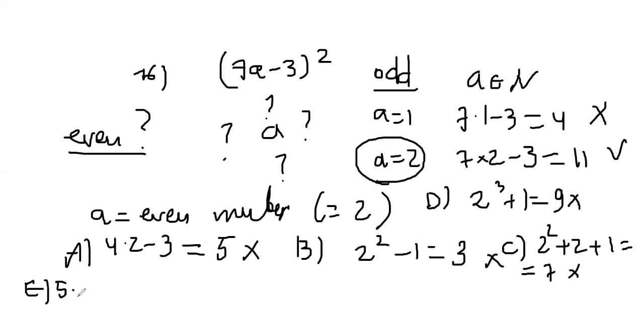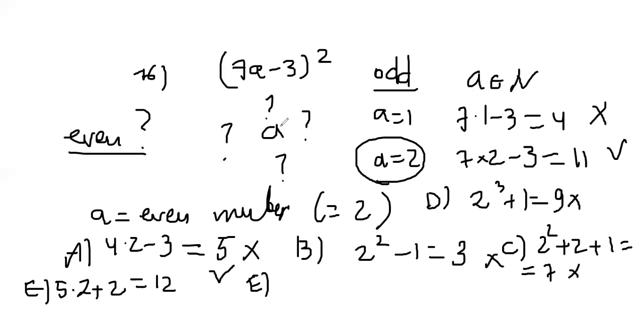Let's check. 5 times 2 plus 2, 10 plus 2 is 12. So actually 12 is an even number. So it's well suited by our answer. So 16 is E.